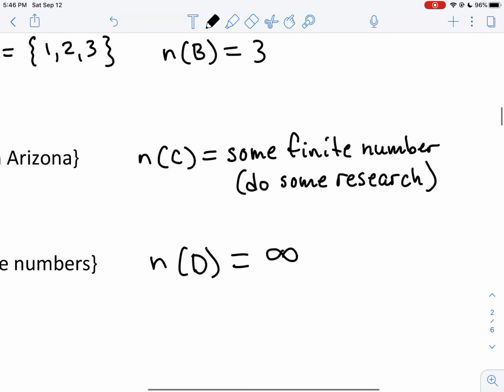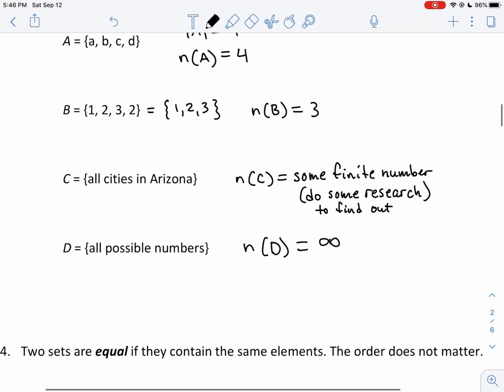And for you to say, do some research to find out. We could probably answer the question about how many cities there are in Arizona. That one is likely answerable, even though a city might be born. How often are cities born in a state? Probably not very often. But all people on the planet would be probably an impossible number to accurately determine.